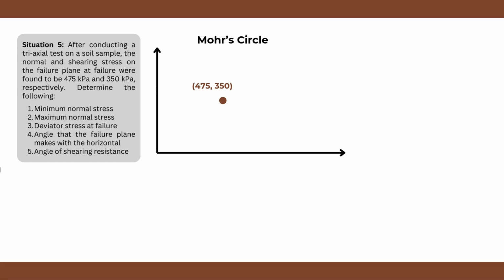So, plot na natin to sa graph. And since wala tayong cohesion value, ang failure plane natin ay magsisimula sa origin ng figure. Take note, plane failure natin is a tangent line to the circle na bubuuin natin. Therefore, this failure plane is perpendicular to a radius of the circle.